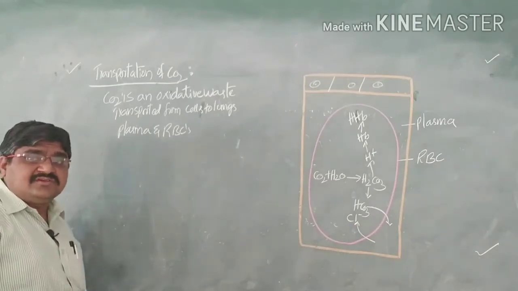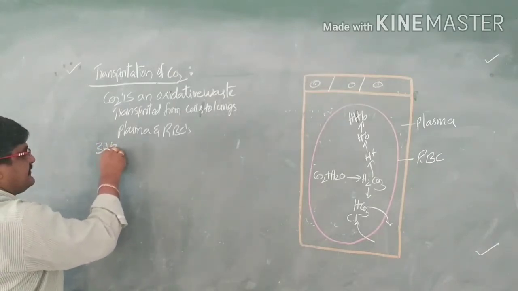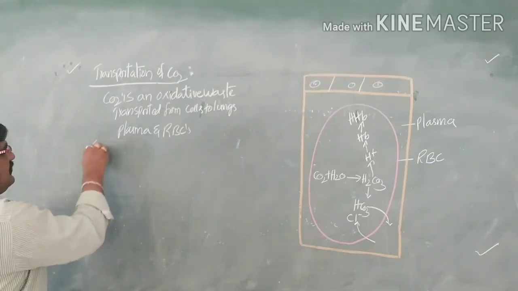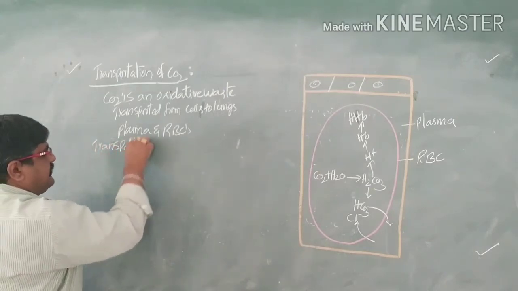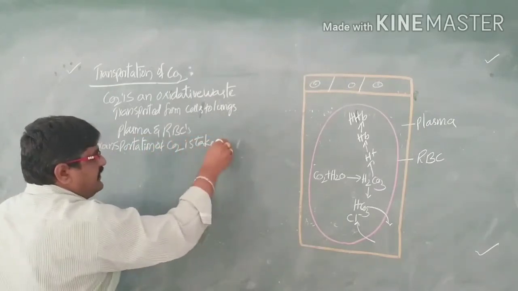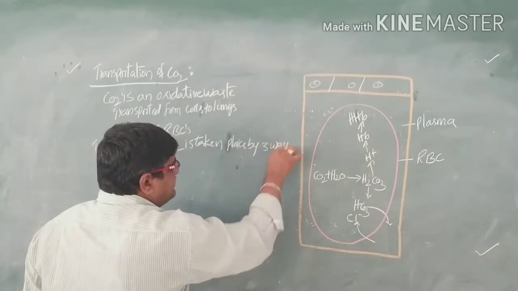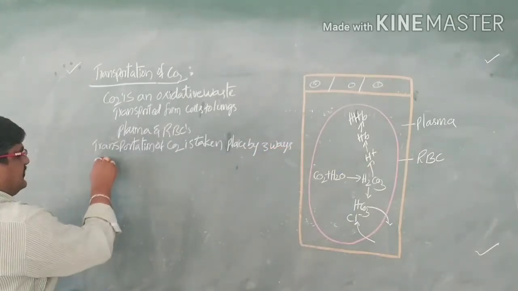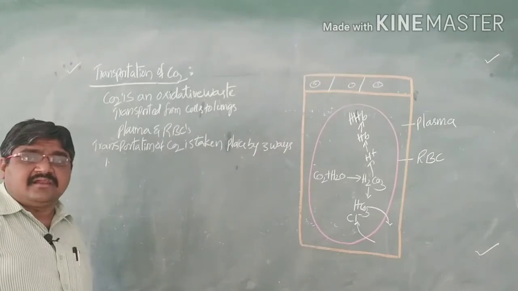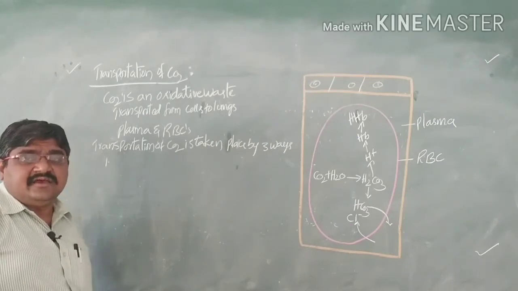Mainly the transportation of carbon dioxide takes place in 3 ways. The first is by carbonic acid, later by carboamino compounds, and later in the form of bicarbonate ions.